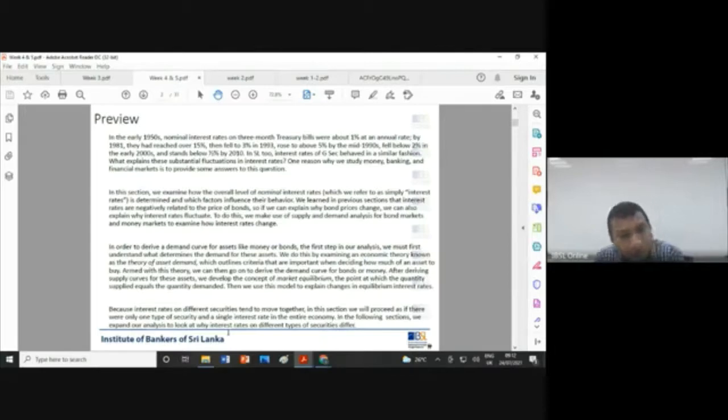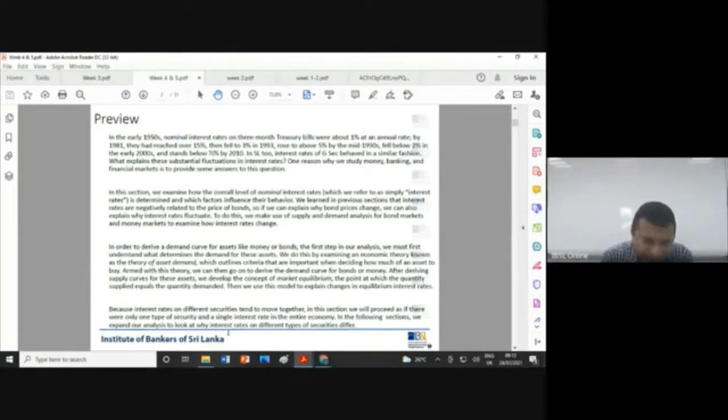Okay, and also in this section we'll try to understand that the interest rates on different securities tend to move together. Okay, they tend to move together. One type of interest rate increases, then another type of financial asset, financial securities also move. So we'll try to see in that context in this section as if there were only one type of security and a single interest rate in the entire economy for easy understanding. That is very easy, rather than bringing all types of interest rates into the equation and making our life complex. Because we know it's moving together.